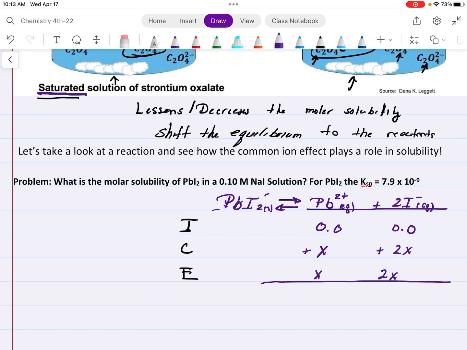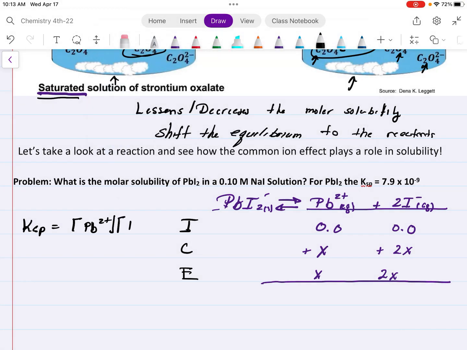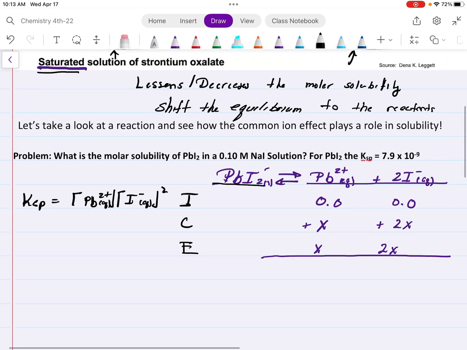So if I was to write the mass action equation, here's what it would look like. It would say that KSP is equal to the molar solubility, the concentration of lead 2+ and iodine minus, again, in solution, squared. Okay? So that's our KSP. Remember, the solid has no change in concentration, so it is not included in our mass action equation. Okay, so now we know what our variables are for the mass action equation.